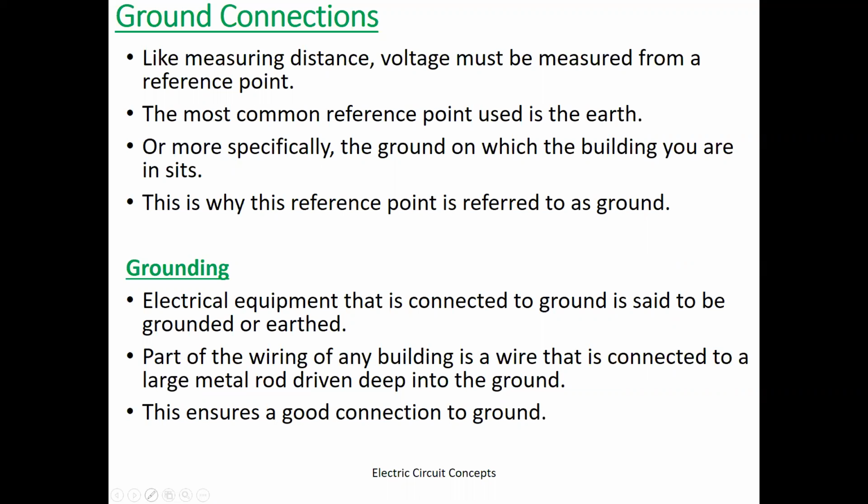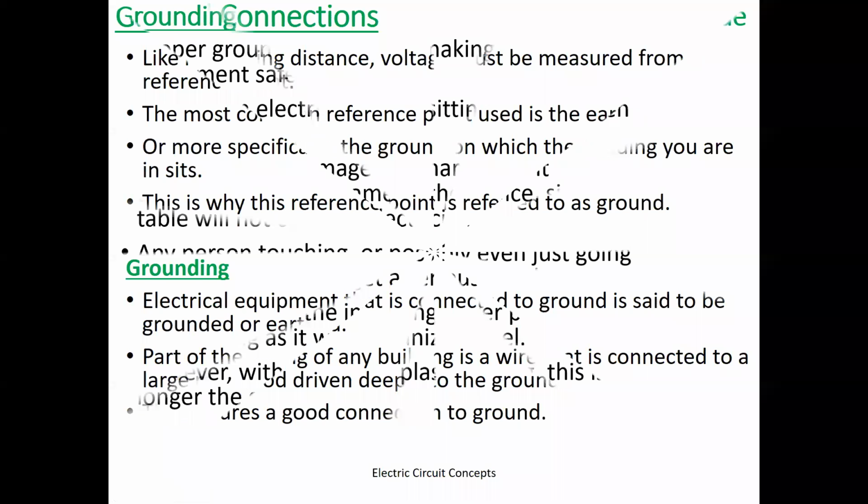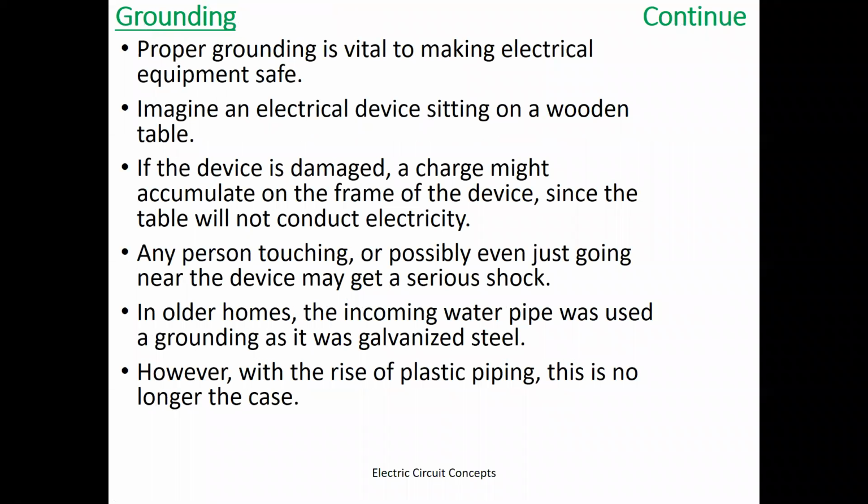Grounding: electrical equipment that is connected to ground is said to be grounded or earthed. Part of the ground of any building is a wire that is connected to a large metal rod driven deep into the ground. This ensures a good connection to the ground. Proper grounding is vital to making electrical equipment safe.